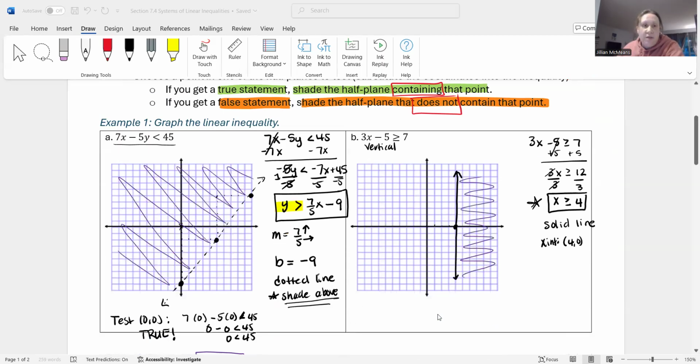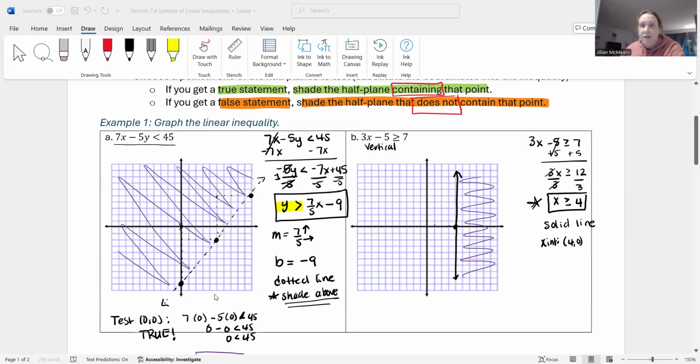So for example one, we were just graphing single linear inequalities in two variables. Our first example was 7x minus 5y is less than 45. Our method to solve this was to solve the inequality for y. We ended up getting y is greater than 7/5 x minus 9. Remember, we had to reverse the direction of our inequality because we divided the entire inequality by -5. We got that we had a y-intercept of -9 and a slope of 7/5.